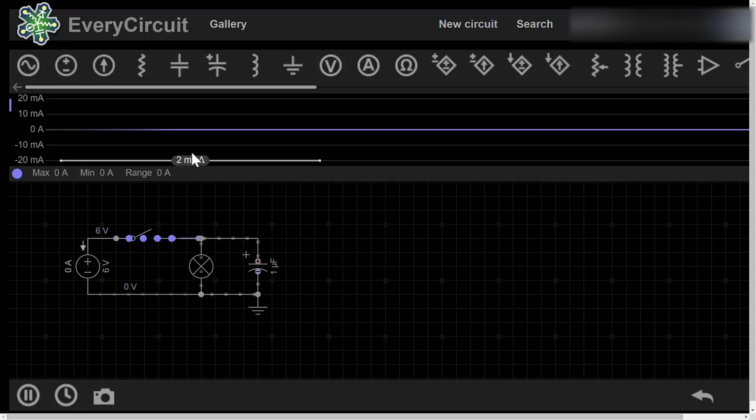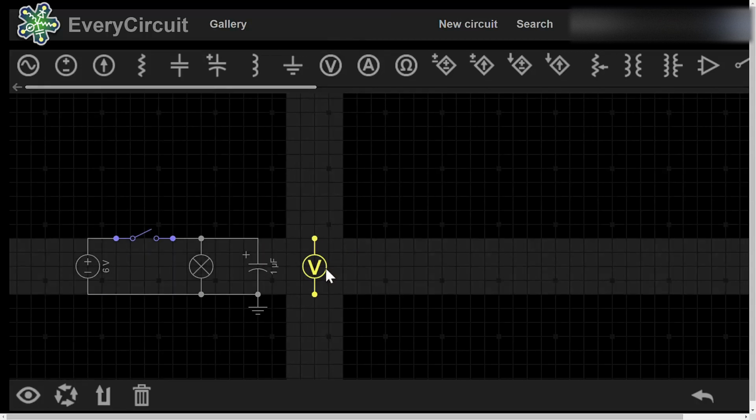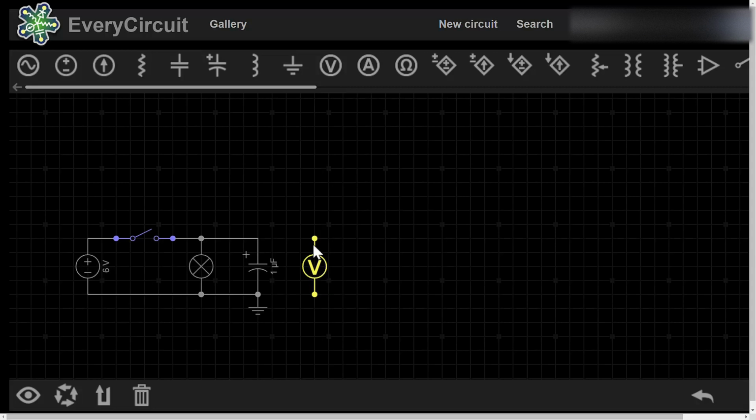If we connect a multimeter or voltmeter across the capacitor, we can see the voltage charging and discharging. For example, I connect the voltmeter across the capacitor. I show the waveform so that you can see it clearly.